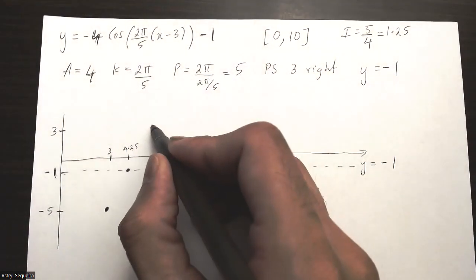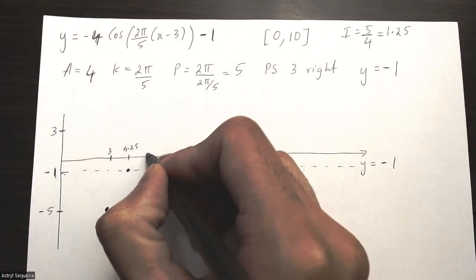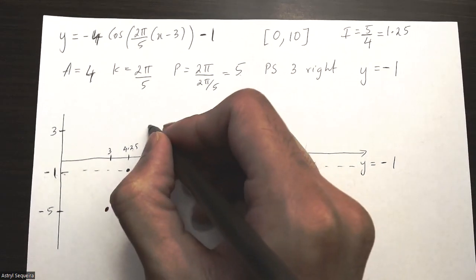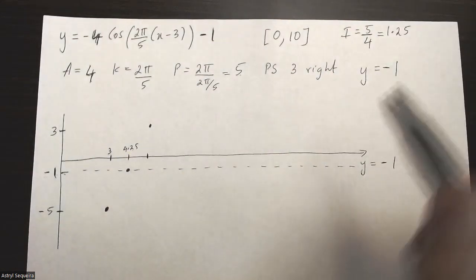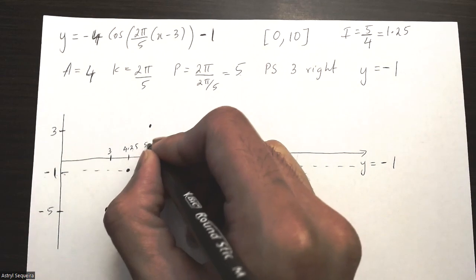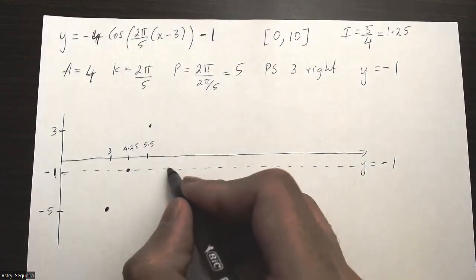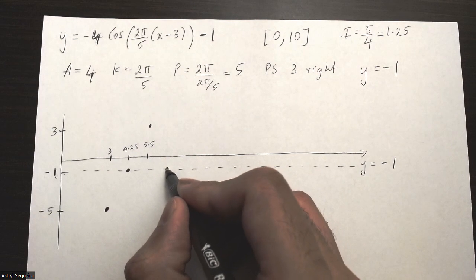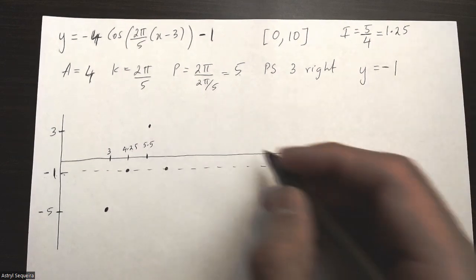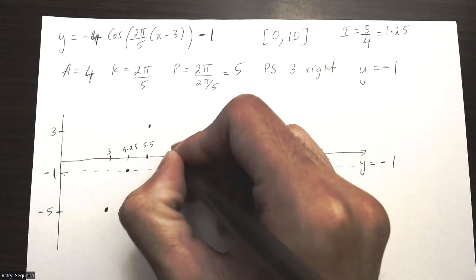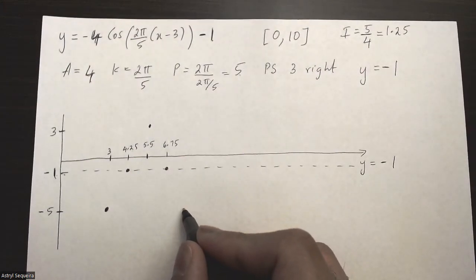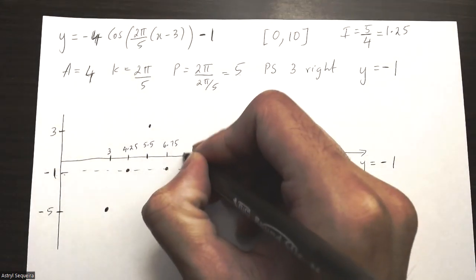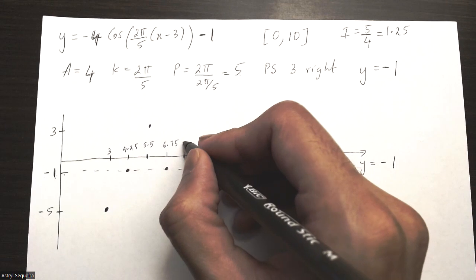My next point, which is going to be a maximum, is going to be 4.25 plus another 1.25, which is 5.5. My next point, which is back on the axis, will be 5.5 plus another 1.25, which is 6.75. And my next point, which is a minimum, is going to be adding another 1.25 to this. That will give me 8.